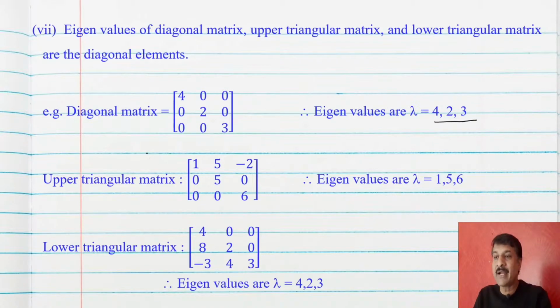Upper triangular matrix, what are the diagonal elements? 1, 5, 6. So, these are the eigenvalues. And here a lower triangular matrix, what are the diagonal elements? 4, 2, 3. So, these are the eigenvalues. So, you know that there may be MCQs on such types of matrices.